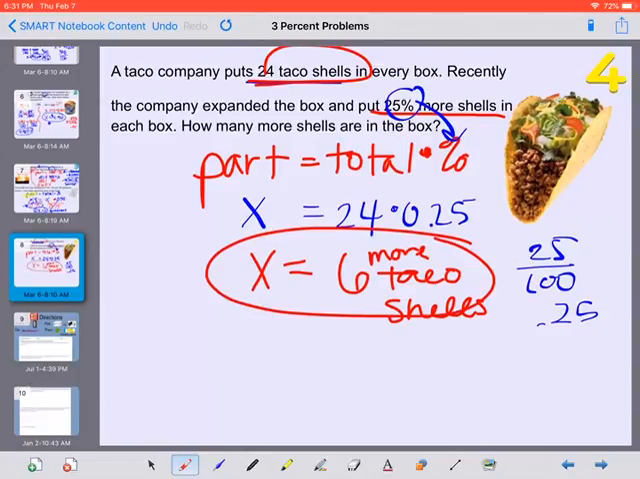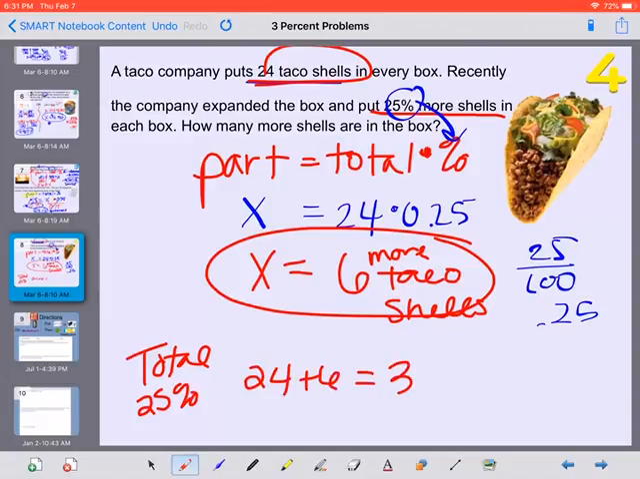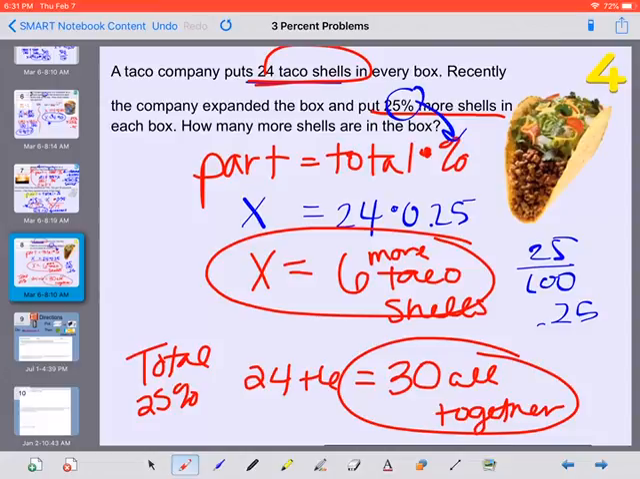So now, if they did ask you how many are there total now with the 25% added, it would be the 24 shells plus 6 more, which would give us a total of 30 altogether. They didn't ask you that, but you could have figured it out.